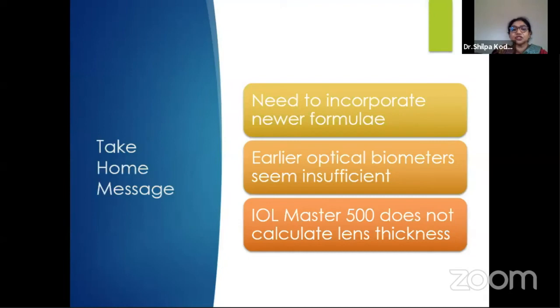And the take-home message is we need to incorporate newer formulas to be able to get to those accuracies. And the IOL Master 500 does not calculate lens thickness, and that's why we need to go to better machines probably.